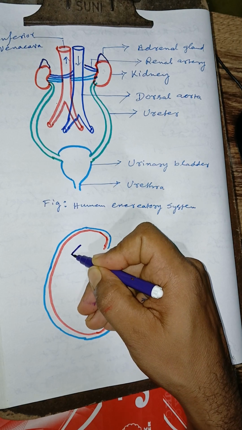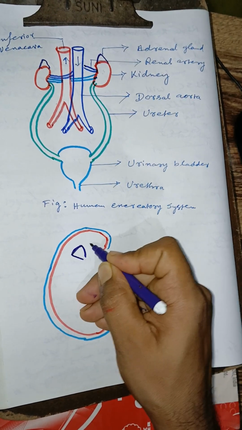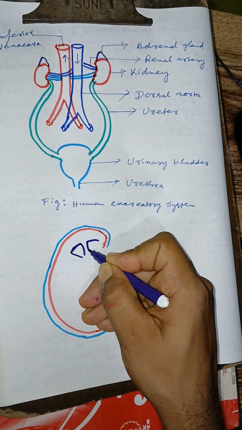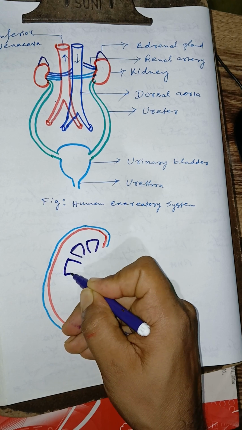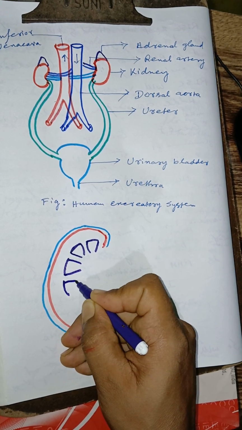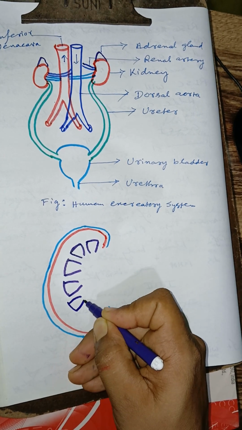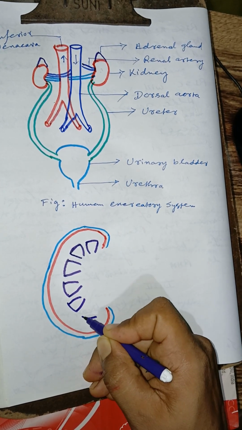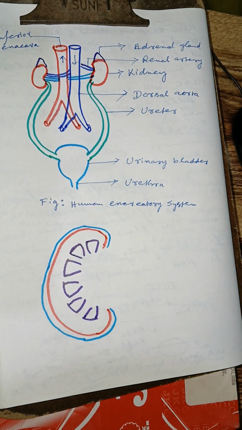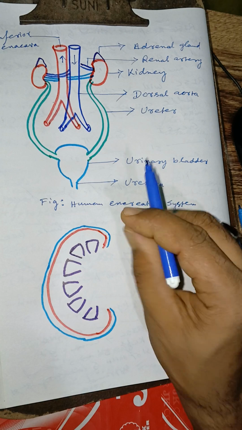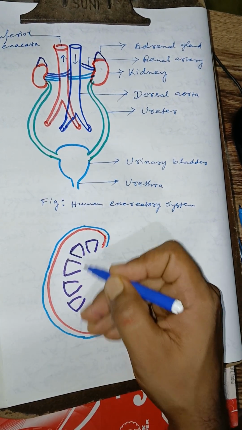There is the medullary pyramid. This is known as the medullary pyramid. So many medullary pyramids are located in the medullary region. This is the medullary region. And look, this region is known as the renal cortex, and this region is known as the medulla, cortex and medulla.